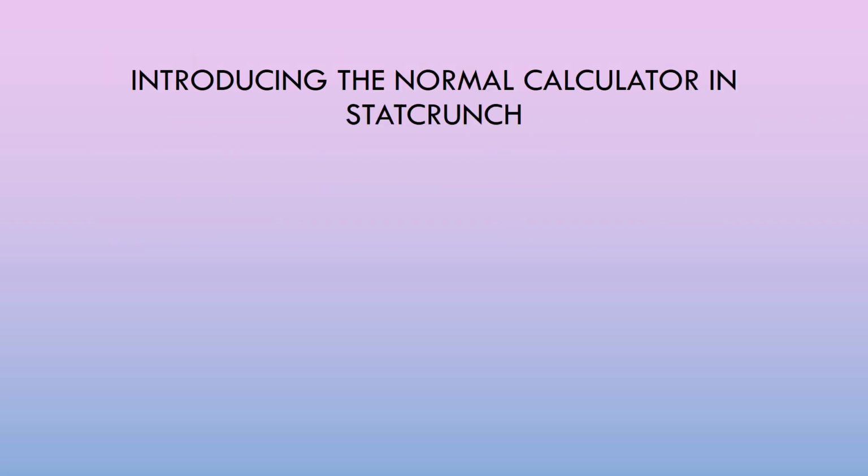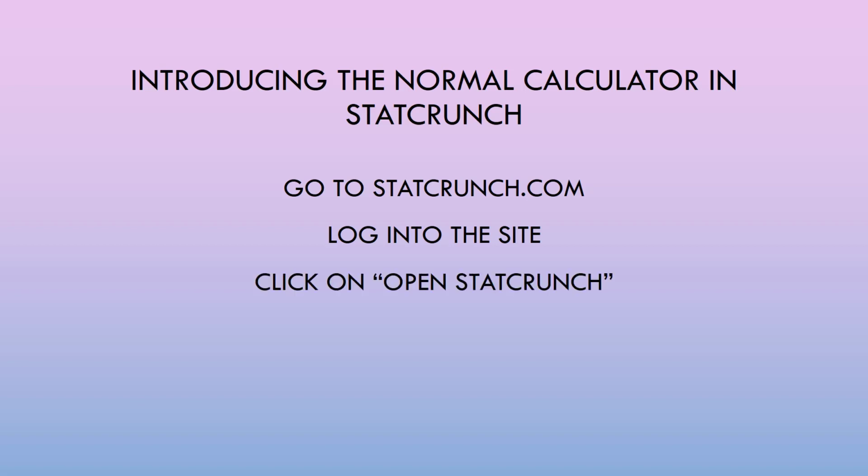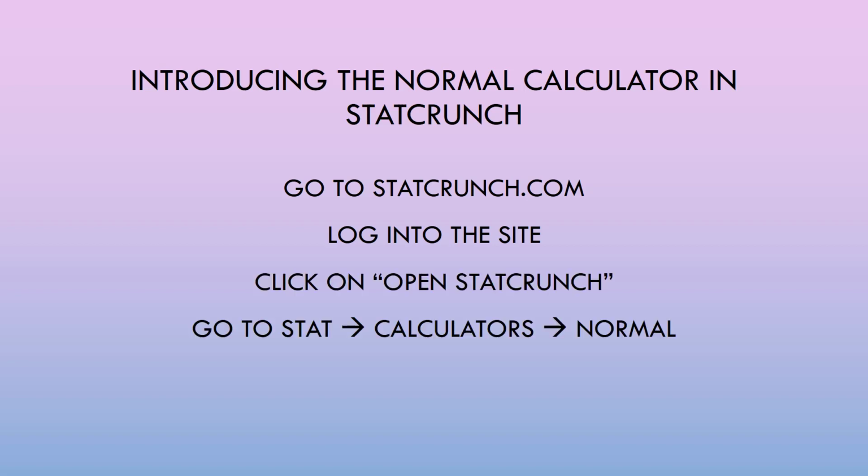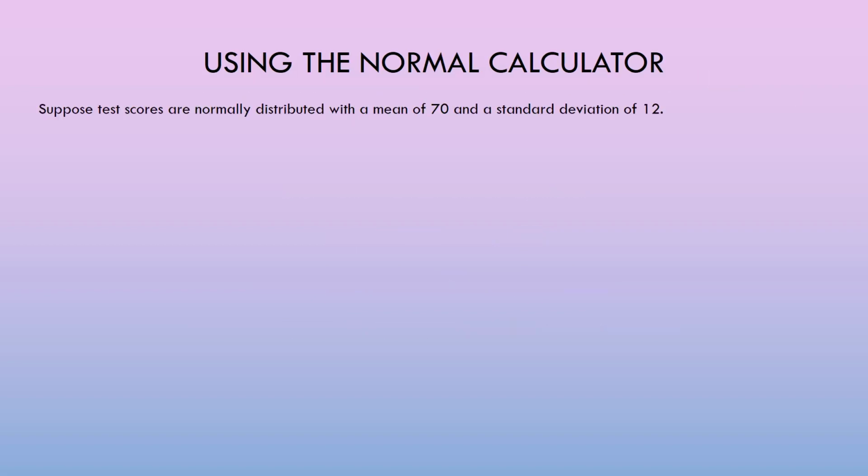Introducing the normal calculator in StatCrunch. Go to statcrunch.com, log onto the site, click on Open StatCrunch, and then go to Stat, Calculators, Normal. Let's begin with this first example. Suppose test scores are normally distributed with a mean of 70 and a standard deviation of 12. Let's go to StatCrunch, open the normal calculator, and enter this data.